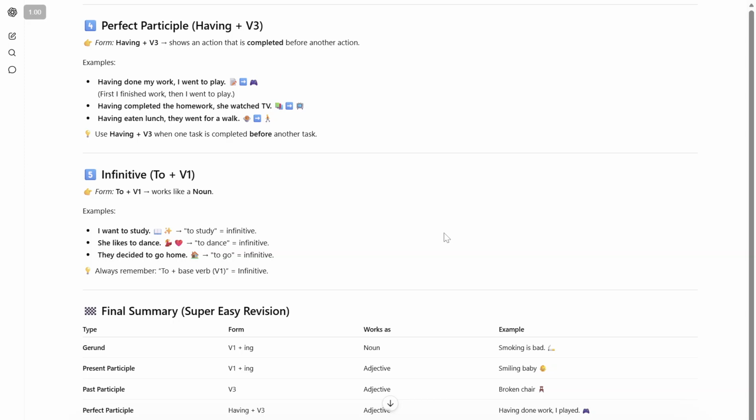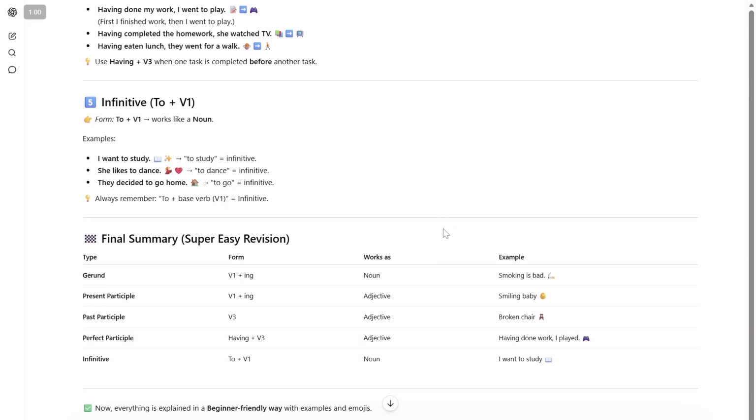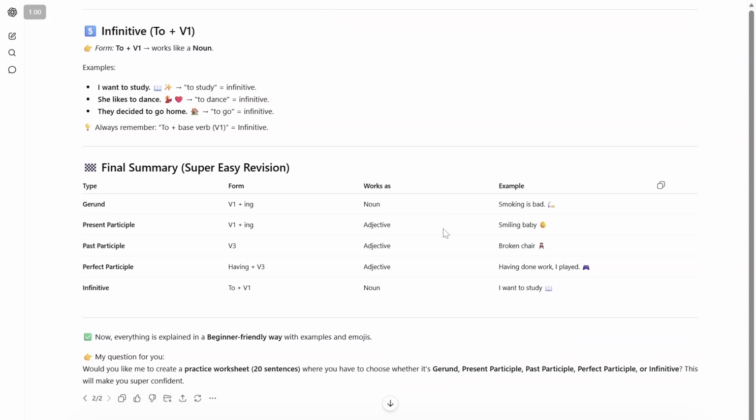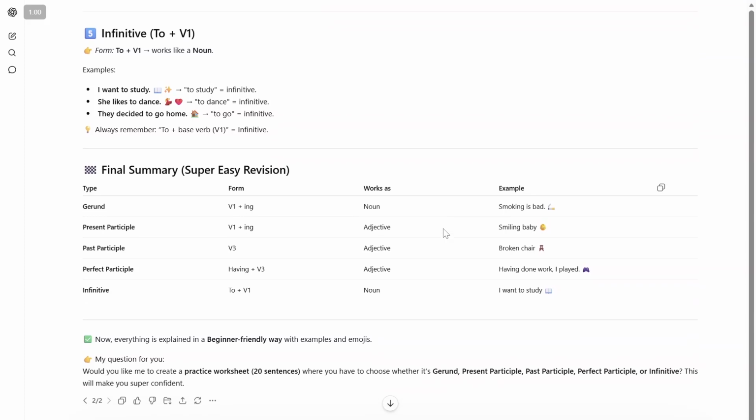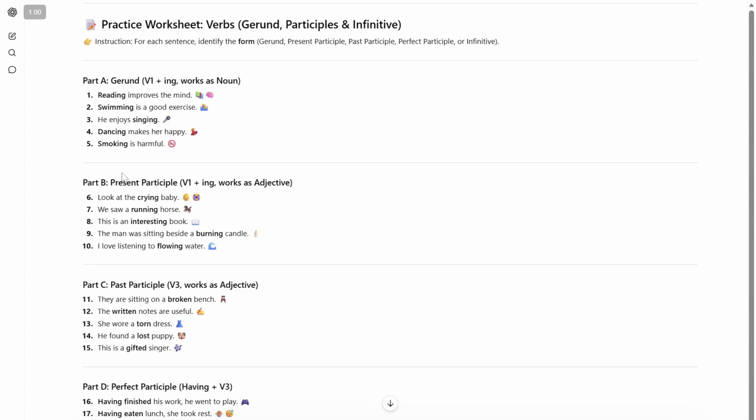Our final summary, super easy revision. Gerund: V1 plus ing, as in smoking is bad. Present participle: V1 plus ing as adjective, smiling baby. Past participle: V3 as adjective, broken chair. Perfect participle: having plus V3, having done work, I played. Infinitive: to plus V1 as noun, I want to study. Now everything is explained in a beginner-friendly way, medium and a little tricky, so you can learn without stress.